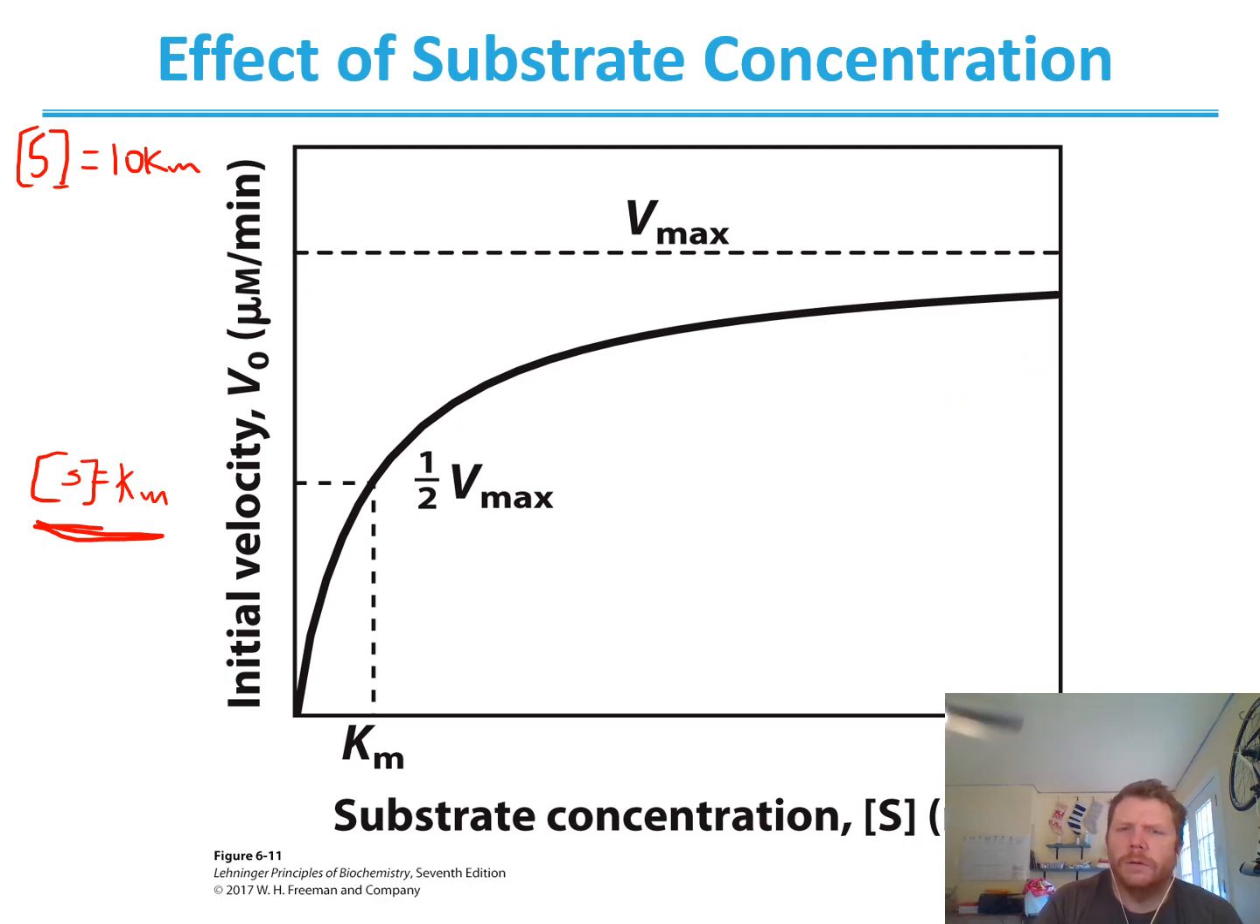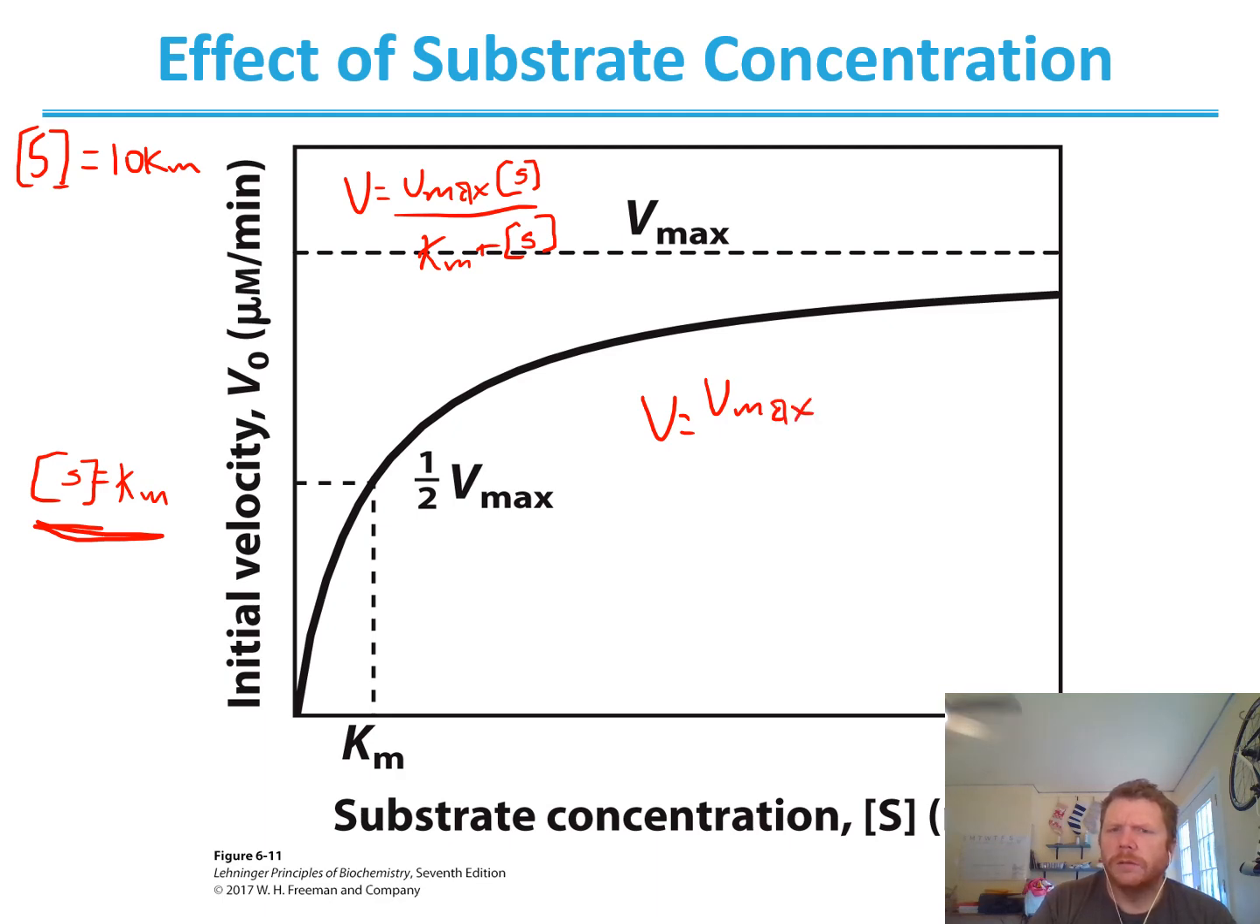Okay, now, again, I'm going to rewrite my equation. V equals Vmax times substrate concentration over Km plus substrate concentration. V is equal to Vmax, and I'm going to plug in 10 times my Km. I have not defined what my Km is. I don't care to define it. I don't need to define what my Km is. Vmax times 10 Km divided by Km plus 10 Km.